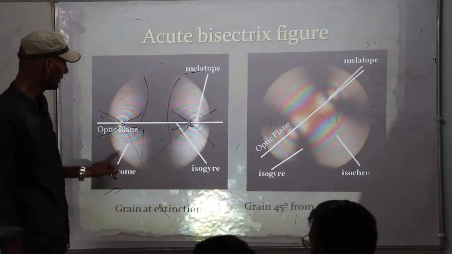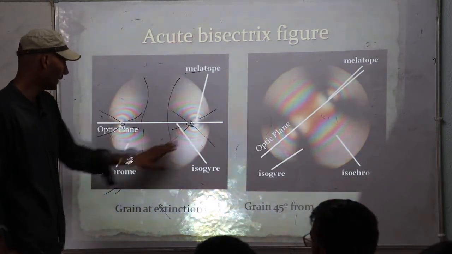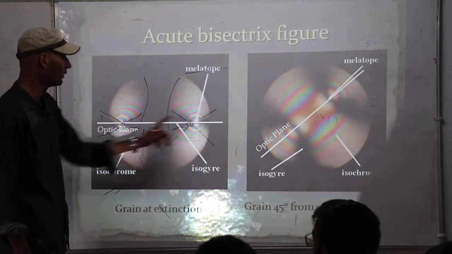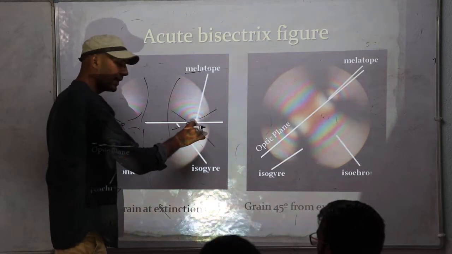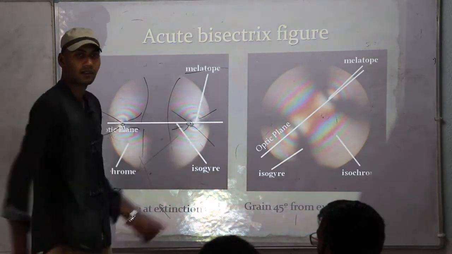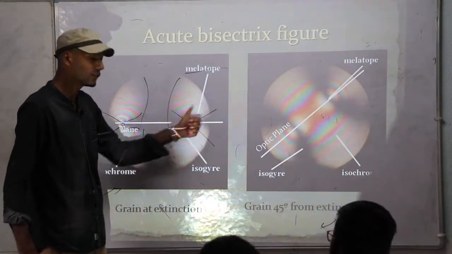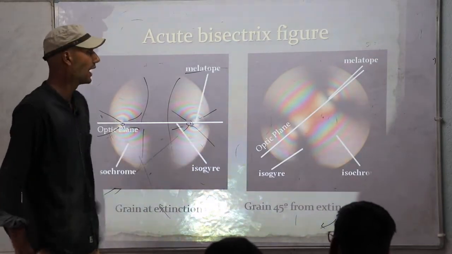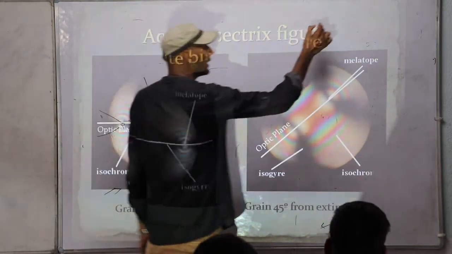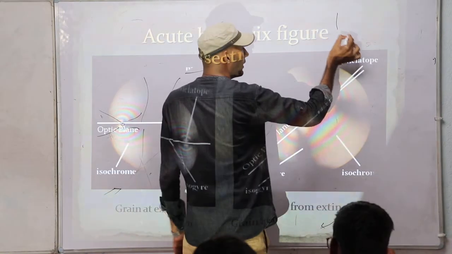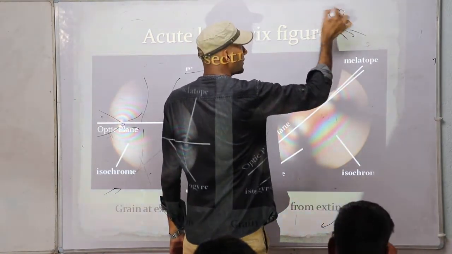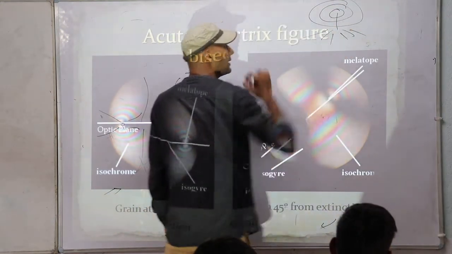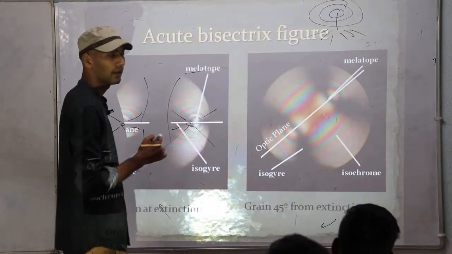These are the isogyres. These are the two optic axes showing the position of the melatopes. And for each melatope, there are isochromes. I have already told you, when there is an optic axis and you are increasing the angle, there is production of circular rings of increasing order of interference color, right?